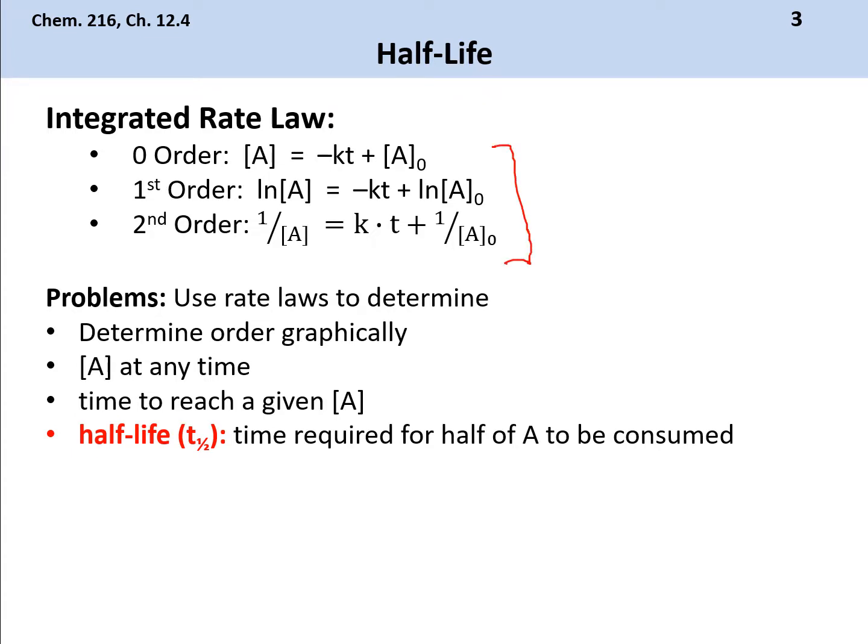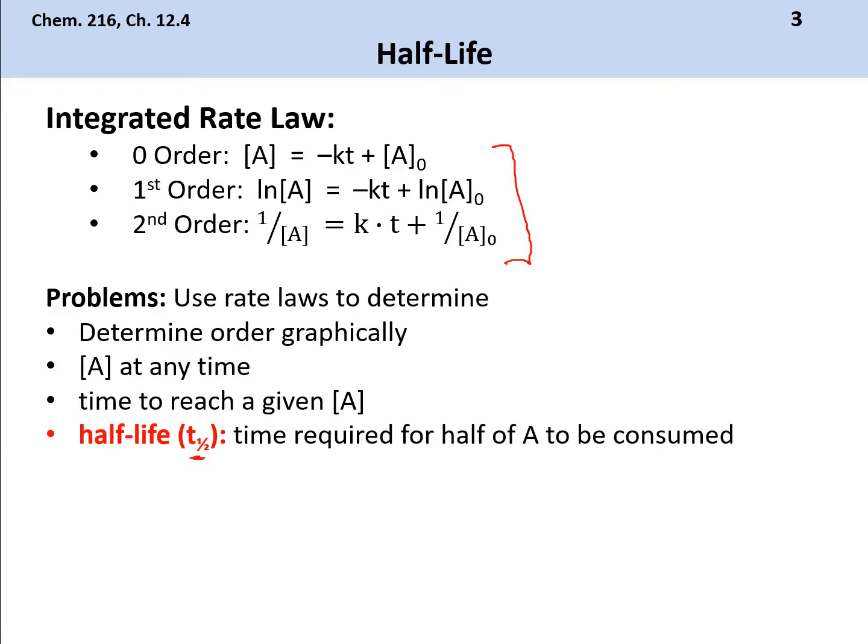We went through 0, first, and second order. And in these, like we did in the last one, we were able to determine orders graphically. We could figure out concentration at any time. But now we're going to look at something called half-life. Half-life is represented by t with a subscript 1/2. Okay, this doesn't mean you divide by 2. This just means this is its symbol. It's the time required for half of A to be consumed.